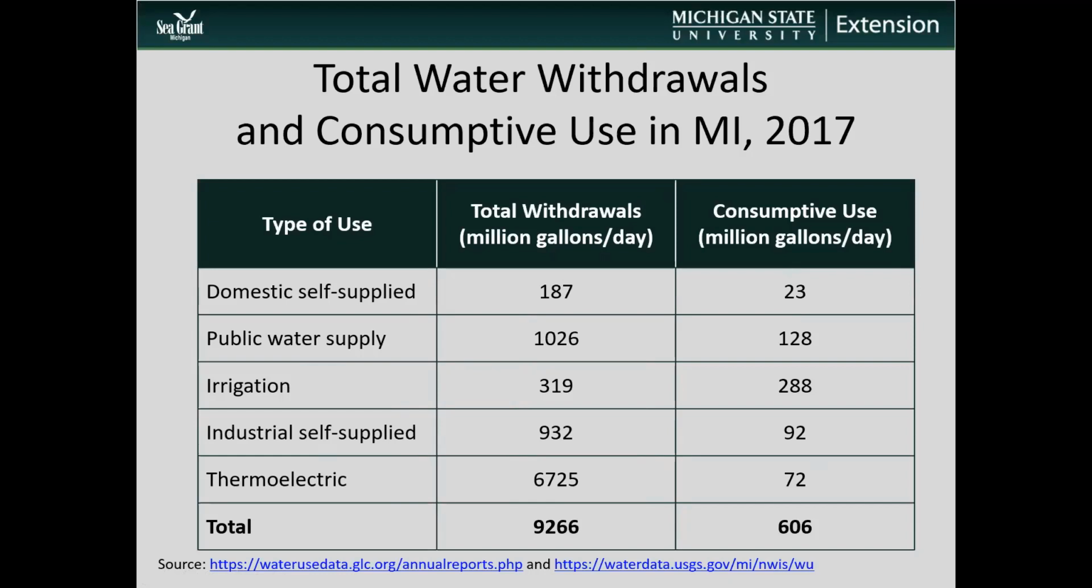Thermoelectric generation and irrigation on this graph demonstrate really well how this differs. Most of the water that is withdrawn for thermoelectric power generation is coming from surface water. It's used and then it's returned to the source with only a small amount lost to evaporation. That's considered a non-consumptive use of the water. And I want you to compare that to water use for irrigation. And again, this is millions of gallons per day, where the vast majority of that water used for irrigation purposes is not being returned to the basin and is thus considered a consumptive use of water.